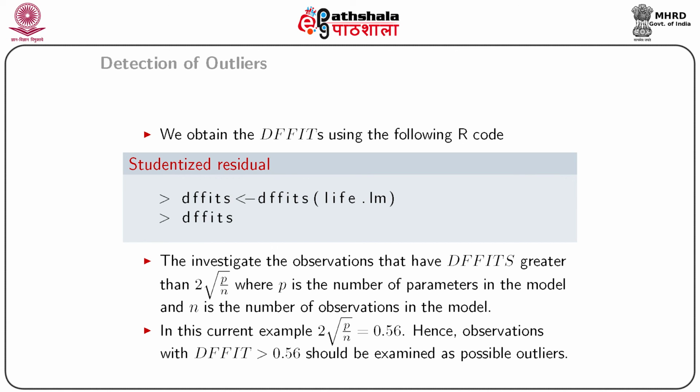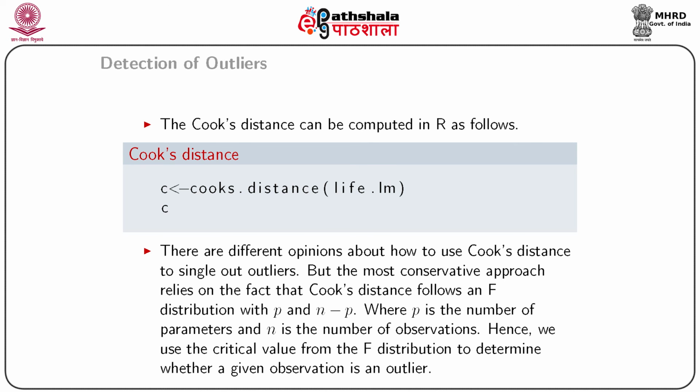In the case of the current data set, which is the life cycle savings data set, 2 times square root of p over n equals 0.56. Hence, the observations that have DFFITS greater than 0.56 should be examined as possible outliers. In addition to DFFITS and DFBETAS, we can also compute Cook's distance using R. The function that we use in R is cooks.distance on the life.lm function to obtain the corresponding Cook's distances.